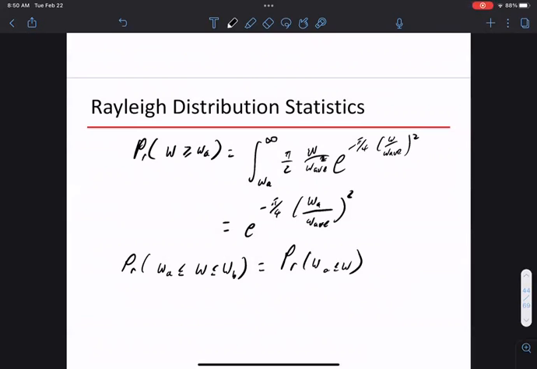I'm larger than WA, but then I'm overcounting, right? I'm counting the cases where I'm also larger than WB. You subtract off the things you overcounted, so you only focus on this interval. Two things have to happen. You have to be larger than WA, and you cannot be larger than WB. So you just subtract this thing off. That's why, if you can calculate this one-sided probability, then this becomes pretty easy.